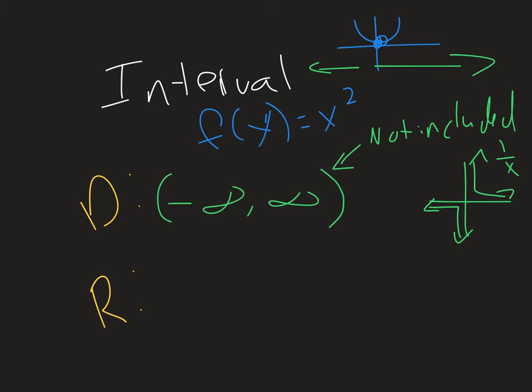Now let's talk about the range. Again, I get 0, and then every other positive value after that. So I have 0 to positive infinity. I'll do a round bracket around the infinity because we can't ever actually contain infinity. And we'll do a square bracket around the 0 because I do actually attain 0. It's in the set.